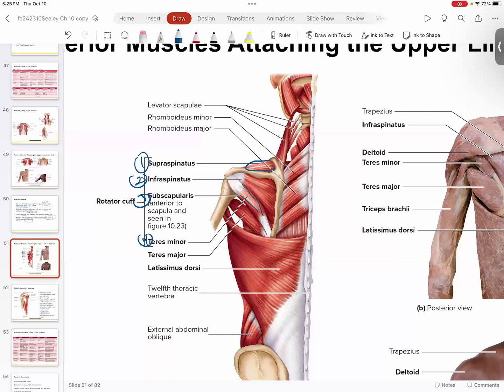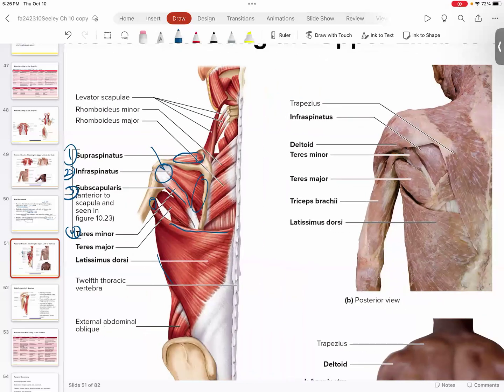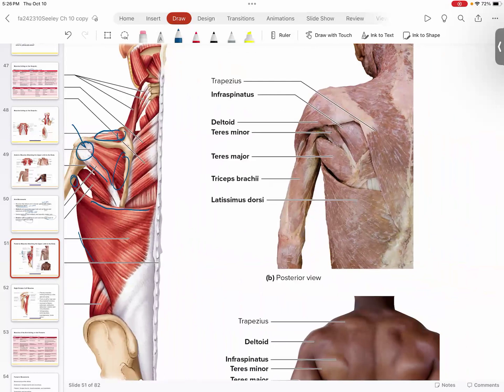And so you can see how they're either originating on the scapula, which is true for supraspinatus, infraspinatus, and subscapularis, or the other side is tethered to the head of the humerus, holding the head of the humerus into the glenoid cavity. And then here you can see your big latissimus dorsi, which is attached to your arm. When you contract that, it gives you a nice, strong, powerful, rotational type of movement.